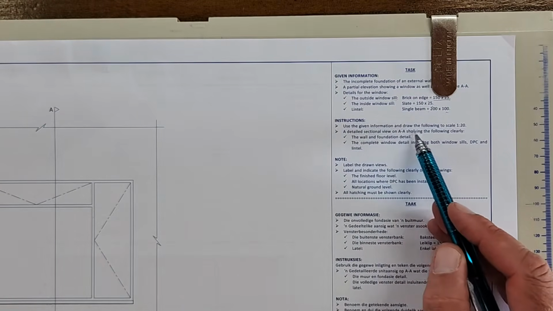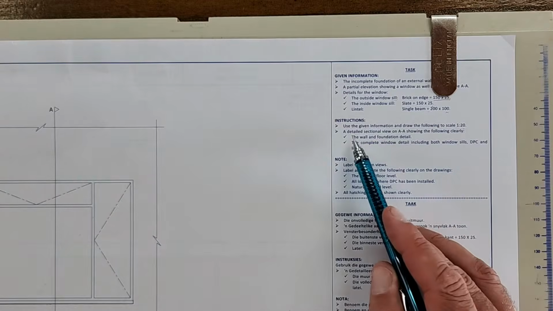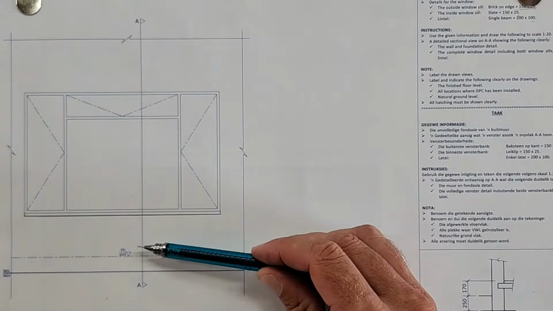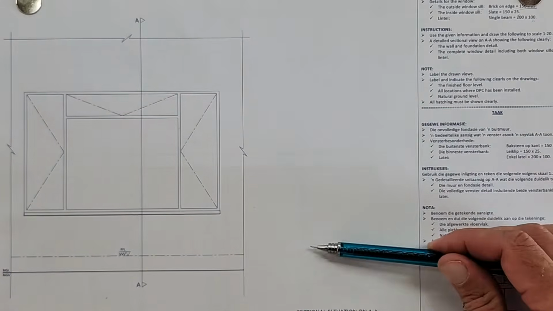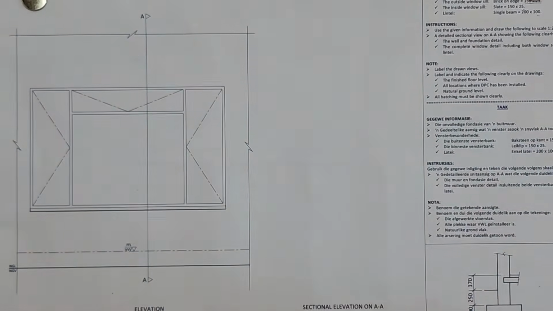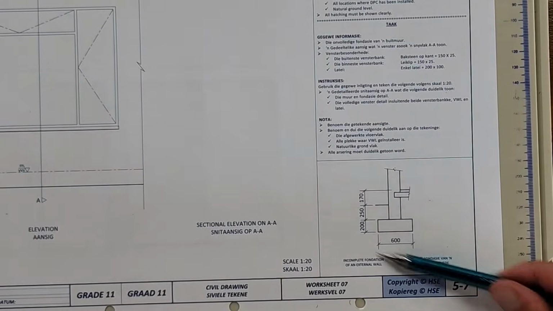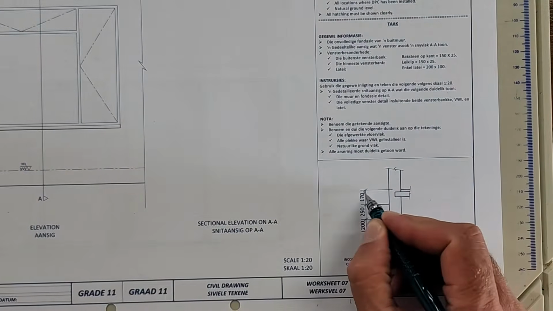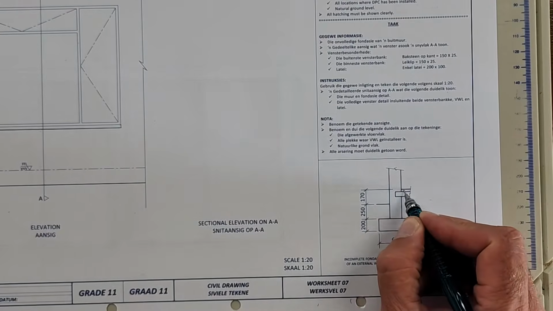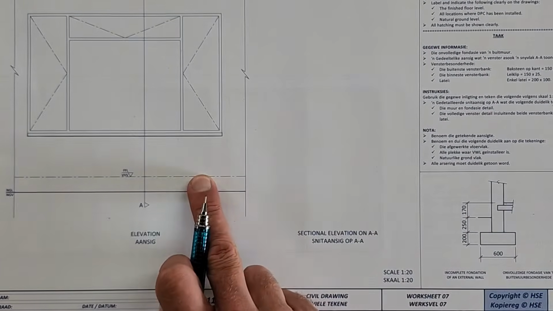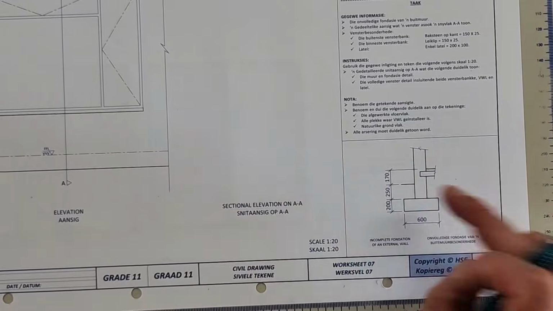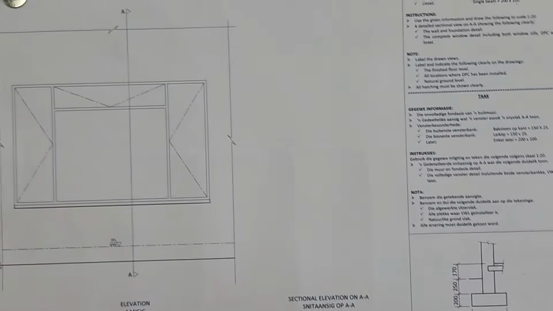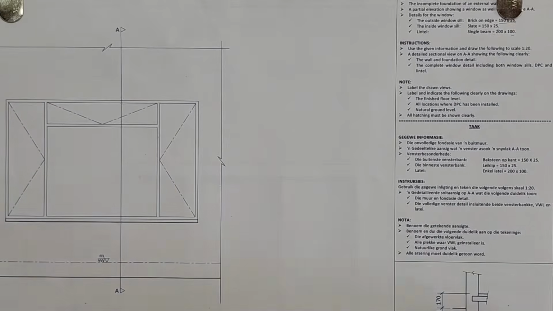Instructions: use this given information to draw the following, scale 1 to 20. A detailed sectional view on cutting plane AA, which we've looked at: the wall, the foundation detail, and the complete window detail. Then they give us the foundation starting point, and what is great here is the finished floor level, so we have a reference point when we look at where to start. We've got widths and heights. We're going to use this plus this information to get this drawn, and I'm going to take you through the steps required.